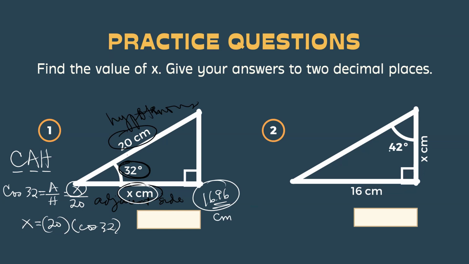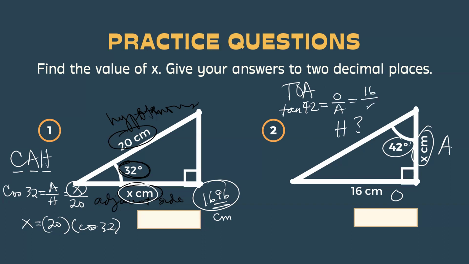Next, we have this second triangle. In this triangle, you don't know the adjacent side, but you have the opposite side. And this is your hypotenuse. We don't know the hypotenuse, but we have the angle theta. Which trigonometric ratio would you use to solve this problem? Very good. So tangent. If you have TOA, so tangent 42 is equal to opposite over adjacent. Opposite is 16 over x, right?